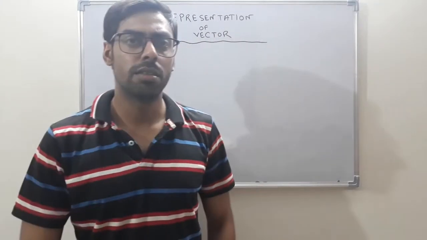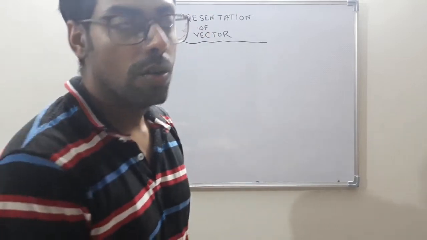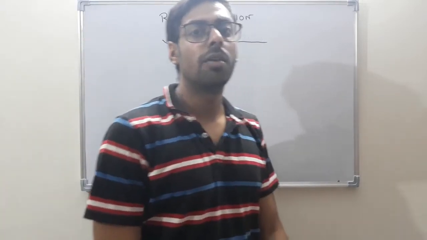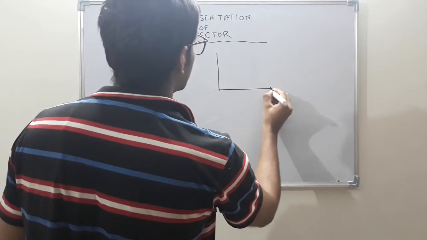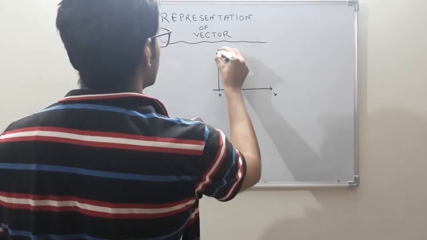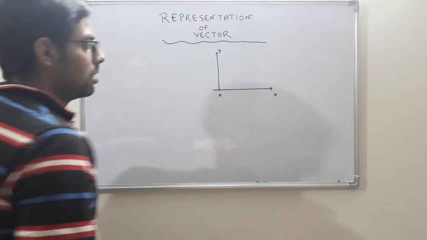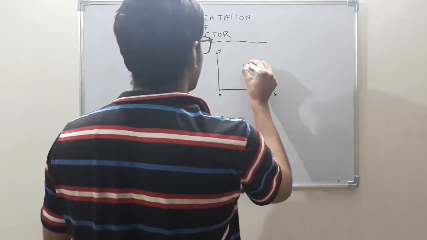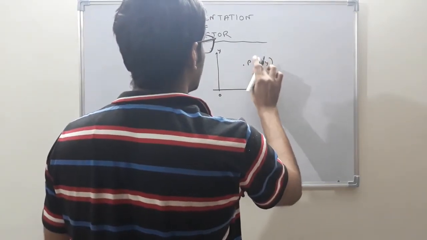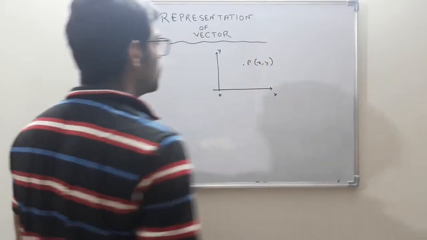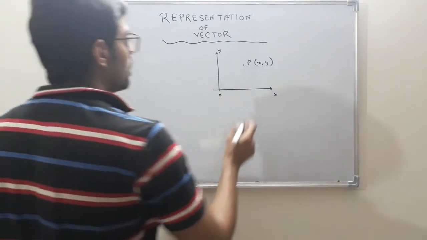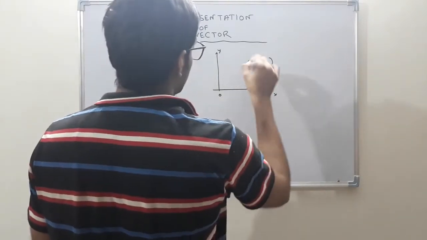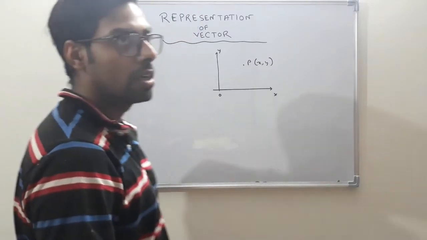So our next topic of discussion is the representation of a vector. We will discuss the representation of a vector in a coordinate system. So what will be the representation of a vector in a coordinate system? Suppose you are given a Cartesian coordinate system with axes x and y, and suppose you have any point P whose coordinates are x and y. What you can do is represent this point P as a position vector.